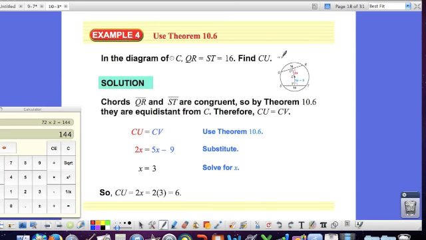So in the diagram of circle C, QR is equal to ST, which is equal to 16. And these are equal distance from each other. Okay? These are equal, then they're equidistant from the center. So 2x is equal to 5x minus 9. They've solved their x is 3. So CU, which is 2 times x, is 6.